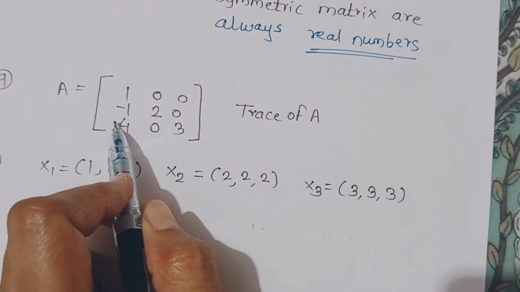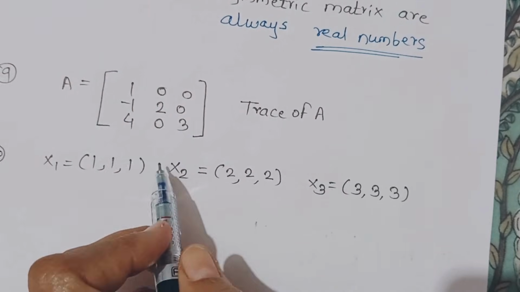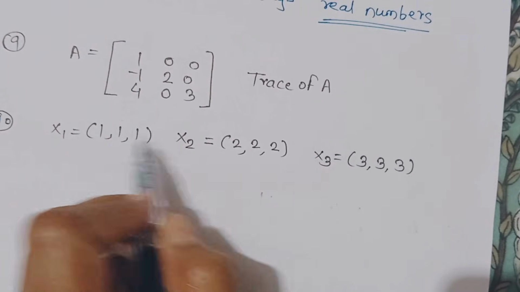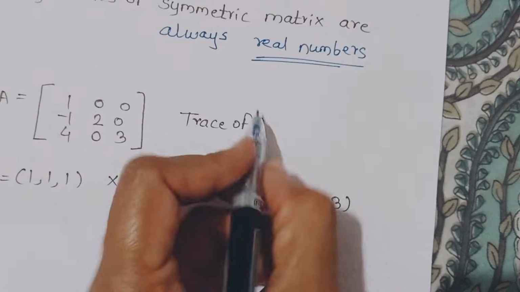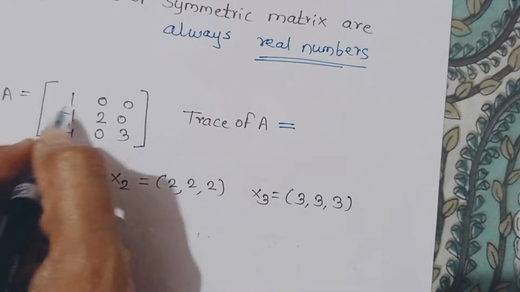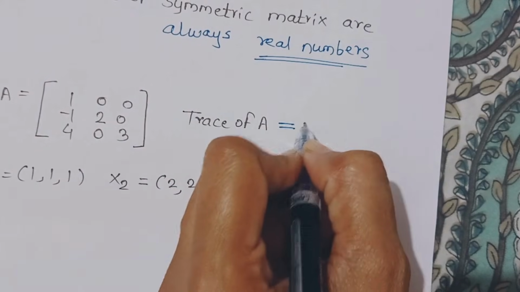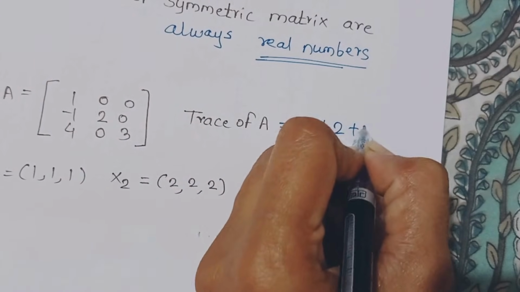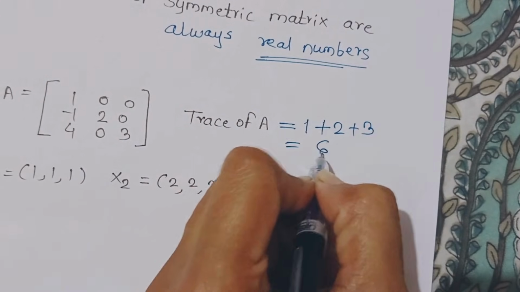Next question is, if A is equal to this matrix, we have to find the trace of A. Trace is nothing but the sum of the diagonal elements. 1, 2, 3 are the diagonal elements. Therefore the trace of this matrix is 3 plus 3, which is 6.